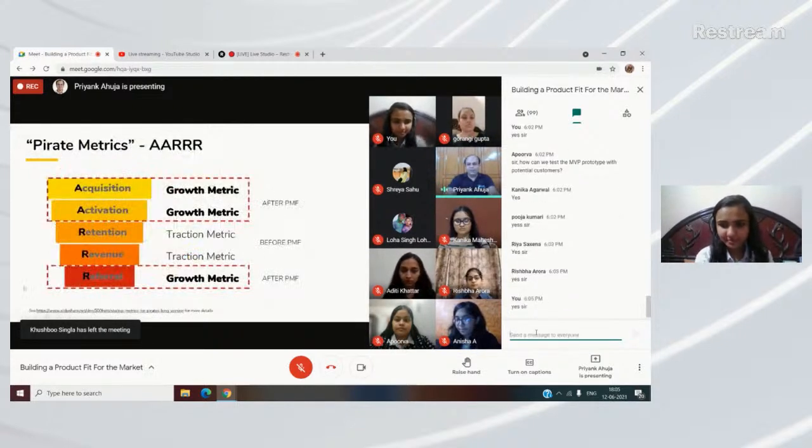And these are the matrices. So I told you before, product market fit, you have to focus on traction, and now you have to focus on acquisition, activation, and referral. That is your growth.